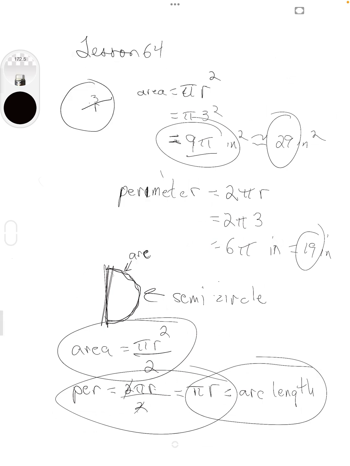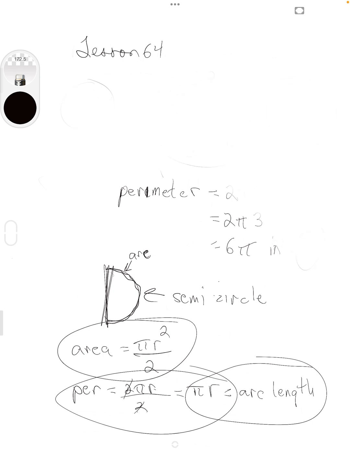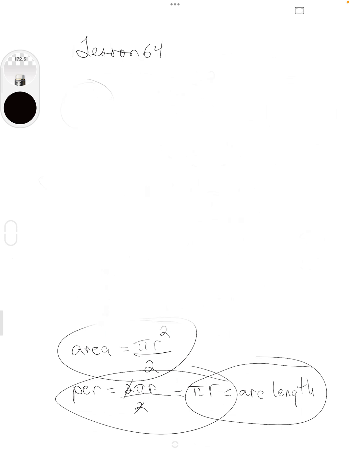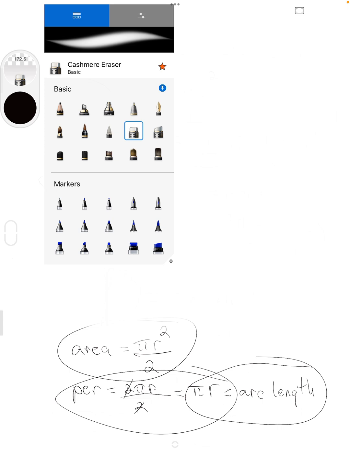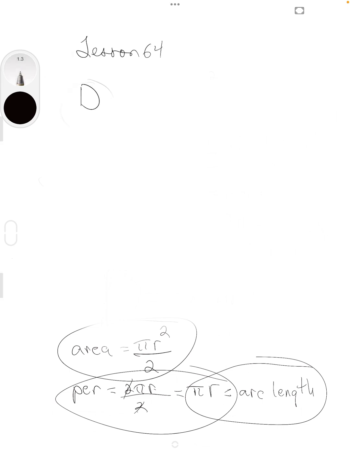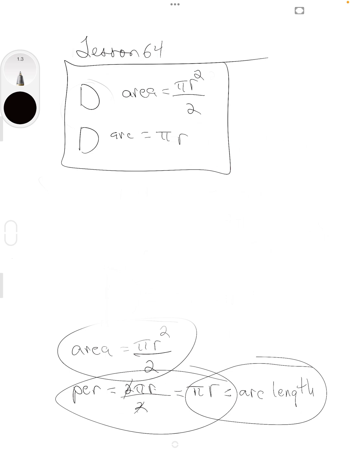So in lesson 64, bottom line is for a semicircle, the area is pi r squared over 2, and the arc length is just pi times r. Those are the two formulas for lesson 64. That's all there is to it.